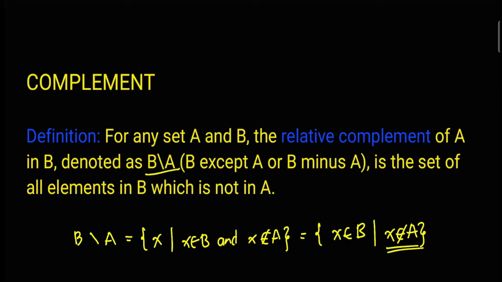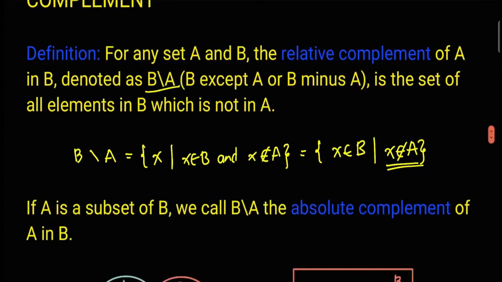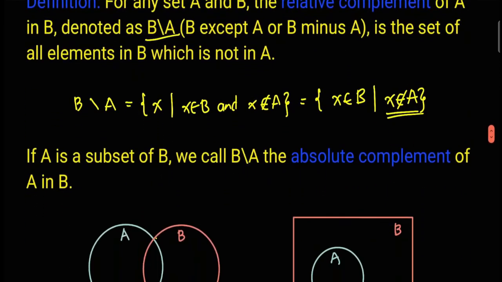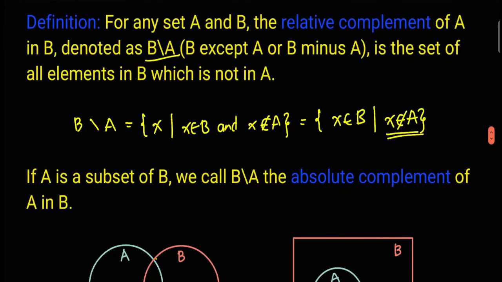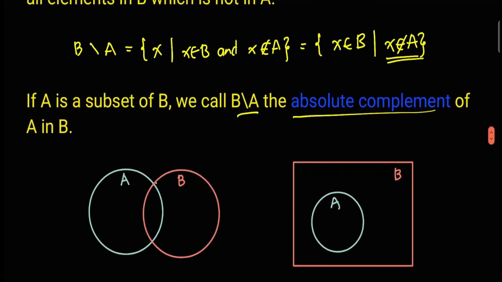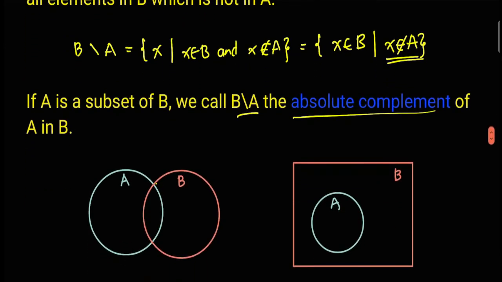Now, a special case of relative complement is the absolute complement. And this happens when the set A itself is a subset of B. So when A is a subset of B, we call B minus A the absolute complement of A in B. So it only means that A is within or inside the set B. To illustrate the difference between relative complement and absolute complement, in general, A and B can be any set.